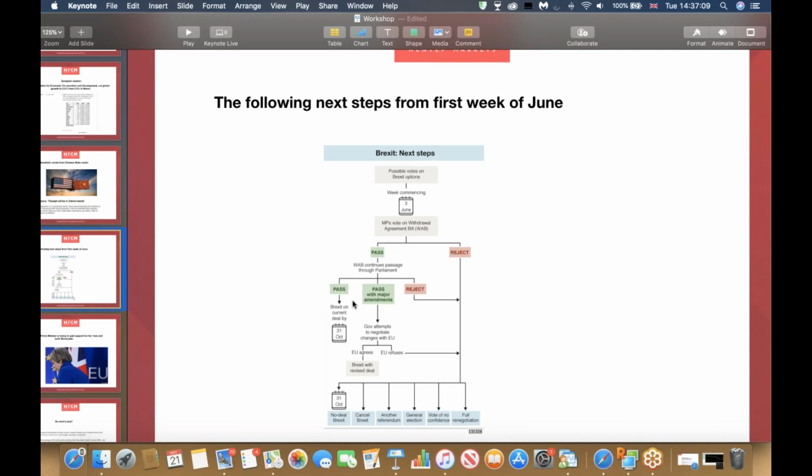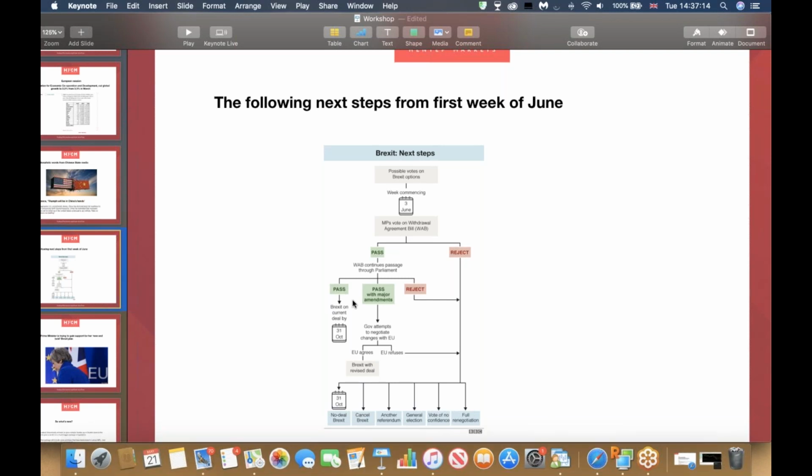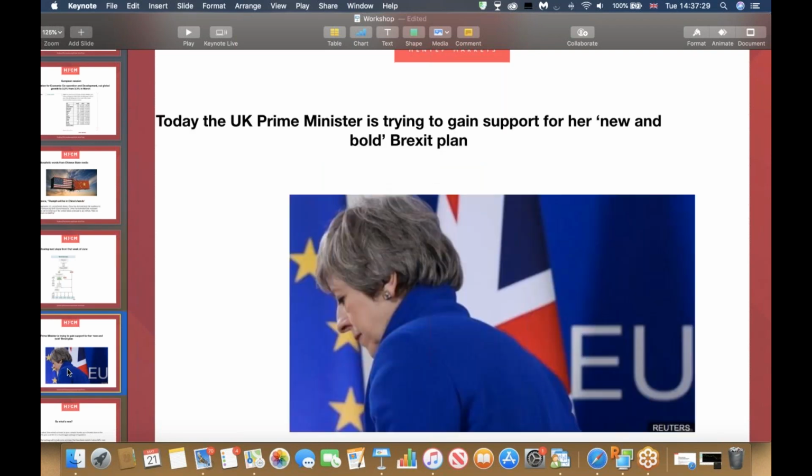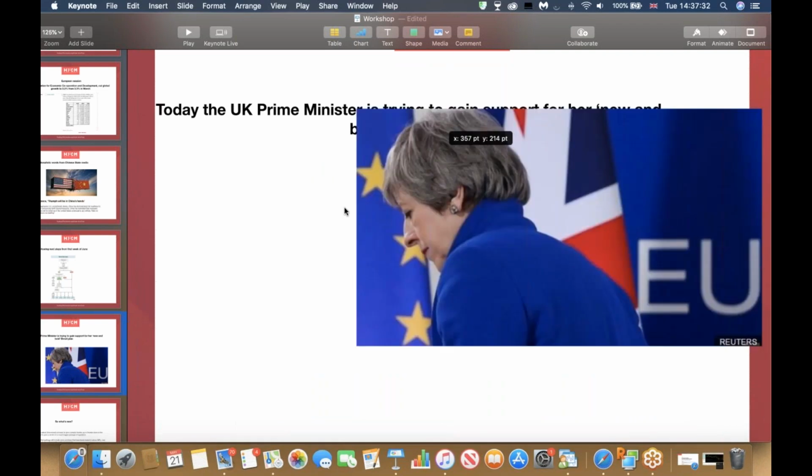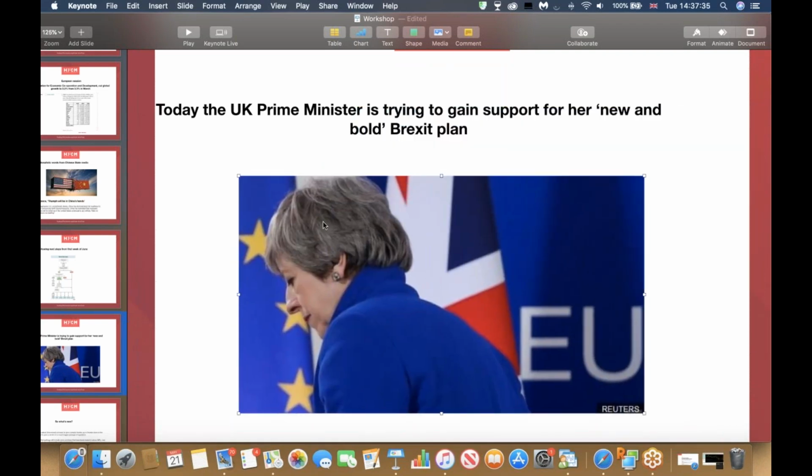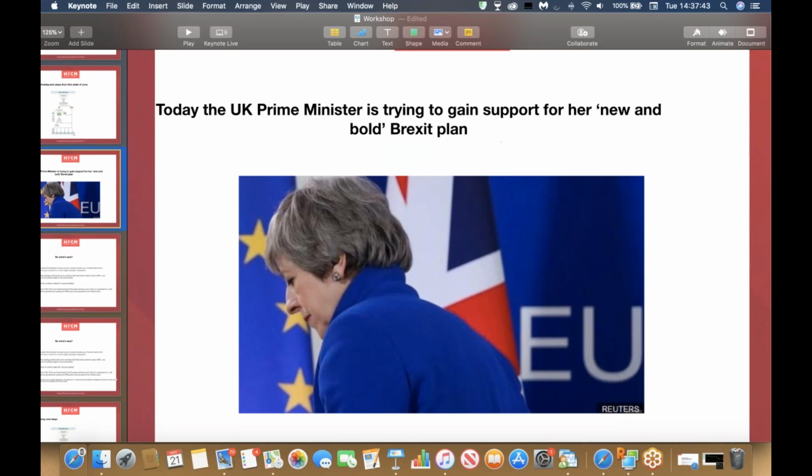Theresa May will be stepping down as Prime Minister and leader of the Conservative Party, and there will be a Conservative leadership contest that will take place over the summer, and there will be a new Prime Minister shortly. So this is probably going to be Theresa May's last action as Prime Minister. And today she's been trying to gain support for what she's called a new and bold Brexit plan. The idea that there's going to be anything new or bold in this is quite unlikely.